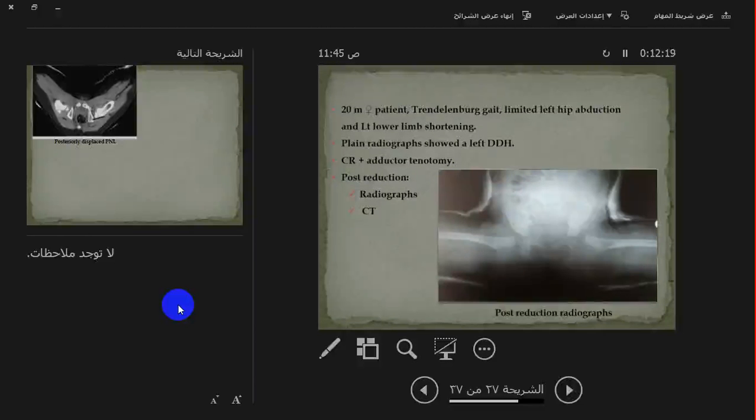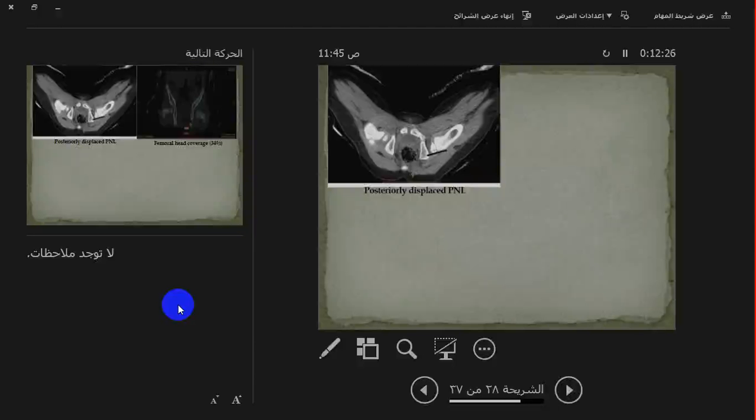This is not frog lateral, because this has been commented upon by some senior colleagues before in meetings. This is the amount of abduction you have.